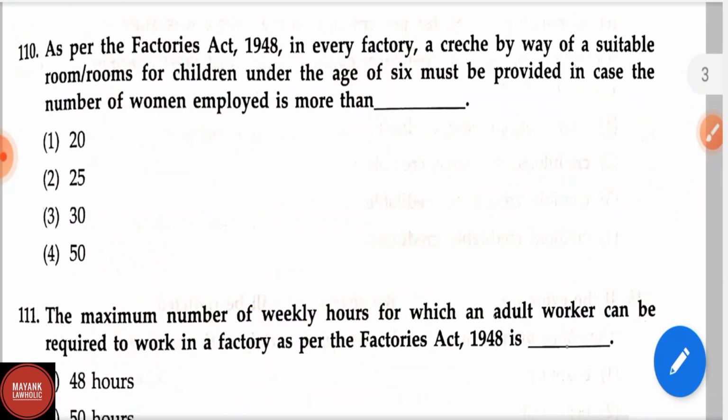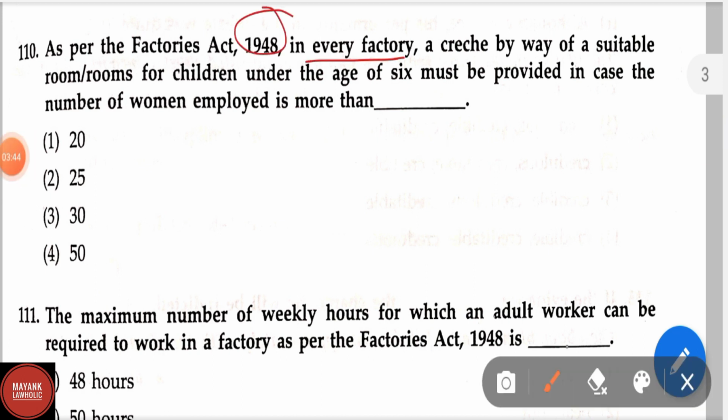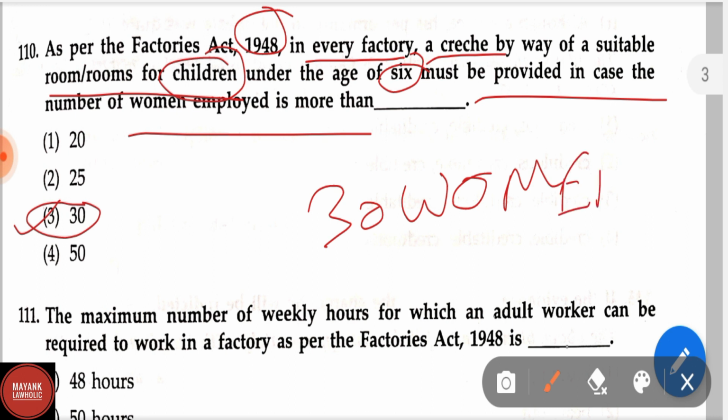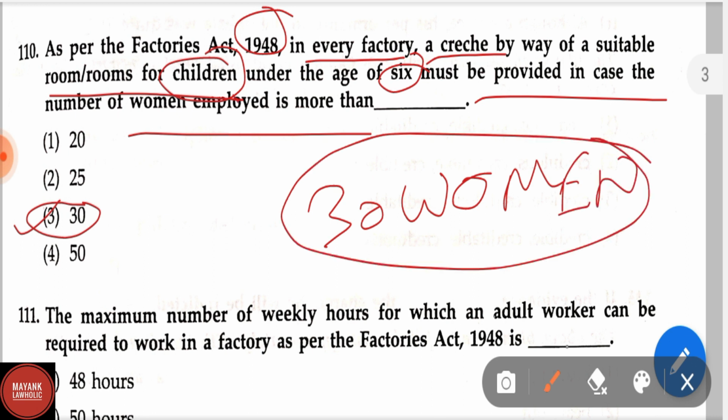Now let us see the question number 110. As per the Factories Act 1948, in every factory a crèche by way of suitable rooms for children under the age of 6 must be provided in case number of women employed is more than, answer is 30. Third option is the right answer. If there are 30 women working, then the facility of crèche should be provided as per the Factories Act 1948. Children below the age of 6 years.